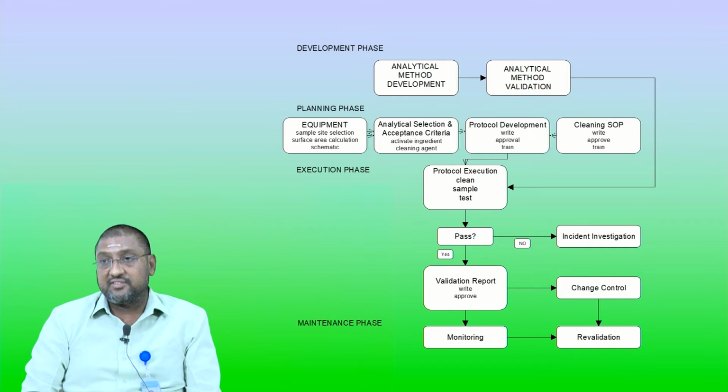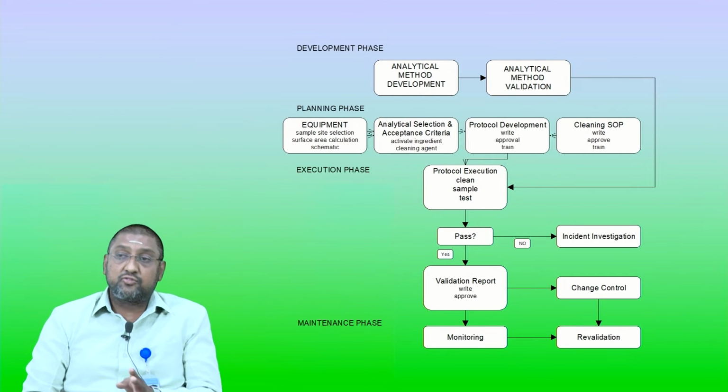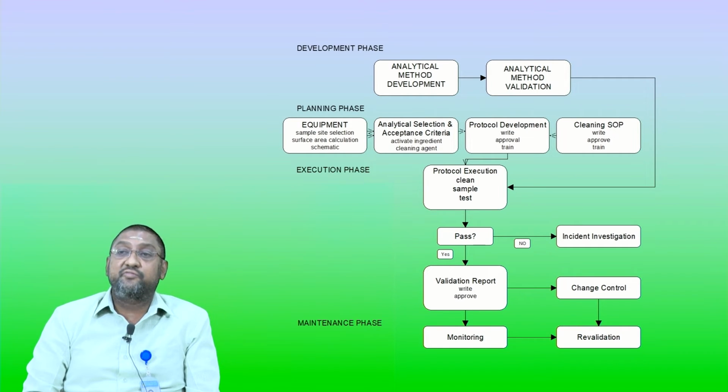Once the protocol is executed, you have to clean, collect the sample, and after collecting the sample, you have to test everything. If the test passes, you just go for the validation report. If the test fails, you go for incident investigation, called root cause analysis. You have to find out the reason for the failure. If it has not failed, you just go for the validation report and then continuous monitoring, which is called the maintenance step. If you want to change anything in your setup, you have to go for revalidation. So, this is about cleaning validation.